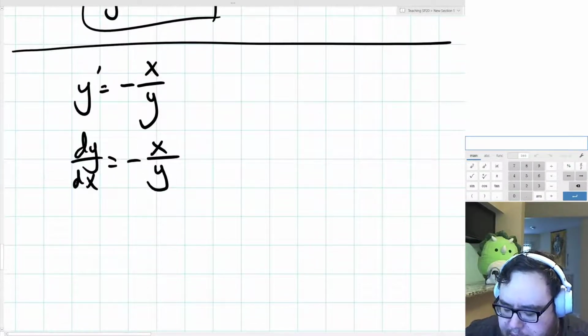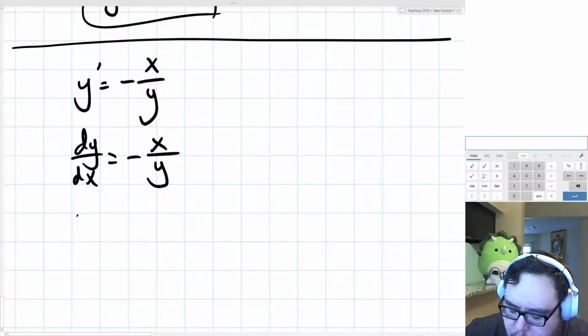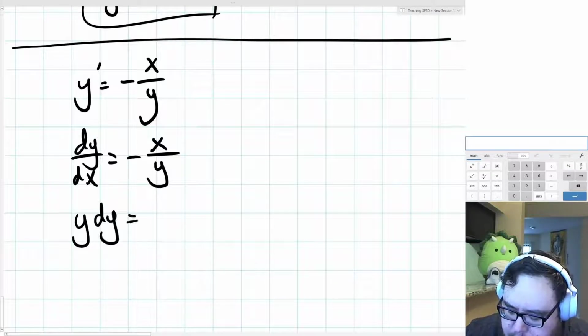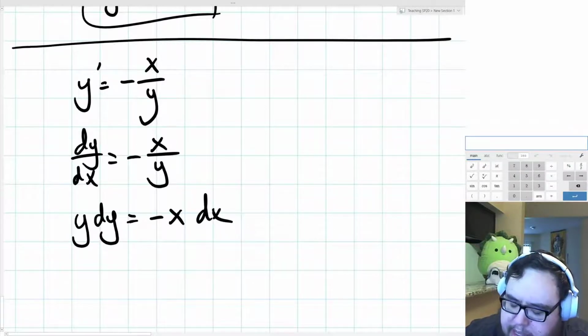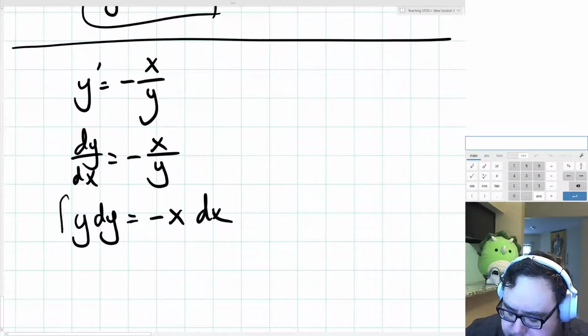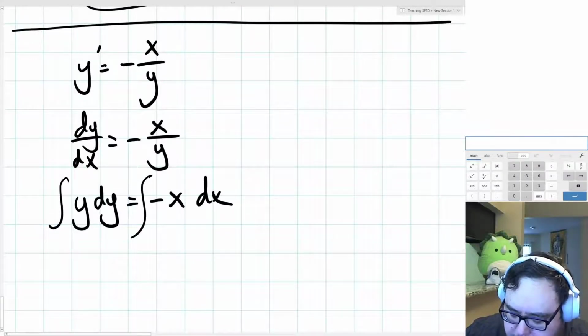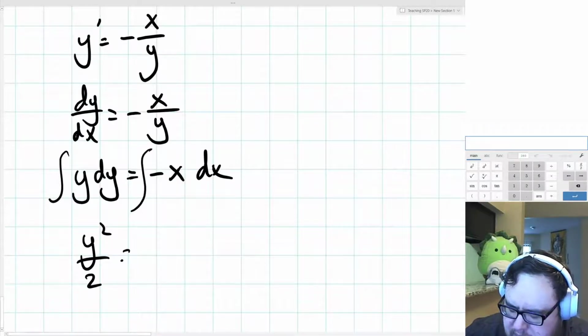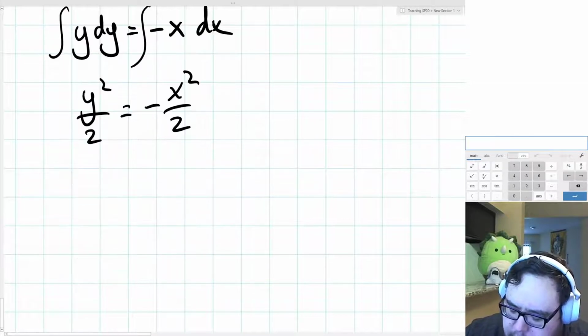So again, we're going to try to separate, right? So we will have y dy is equal to negative x dx. We can multiply both sides by y and multiply both sides by dx. And then we can integrate both sides. So the integral of y dy is y squared over 2. And the integral of negative x dx is negative x squared over 2. And we'll put our constant over here on the right-hand side.